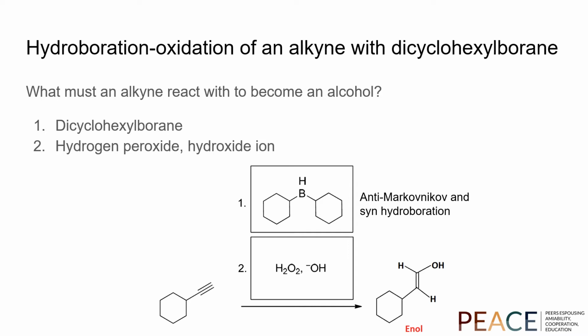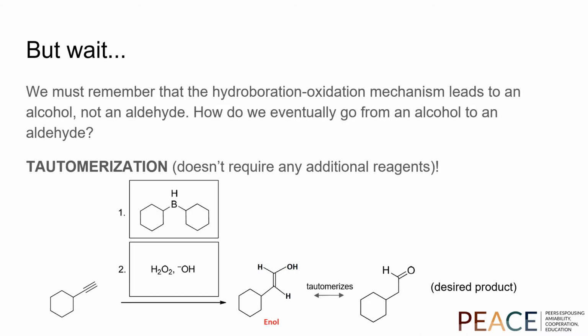So the result of the hydroboration would be an anti-Markovnikov and syn hydroboration. And then the result of the oxidation would give us our alcohol, which in this case is an enol. However, remembering our original problem, the final product was not an alcohol, but rather an aldehyde. So we have to think about a possible way to convert that alcohol to an aldehyde.